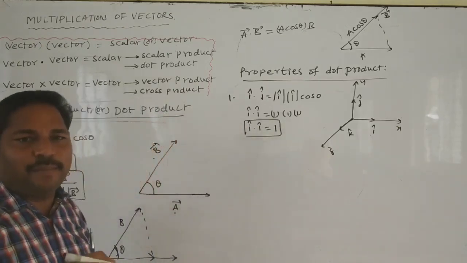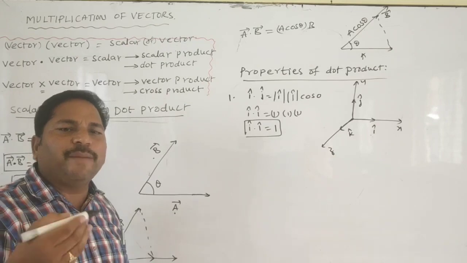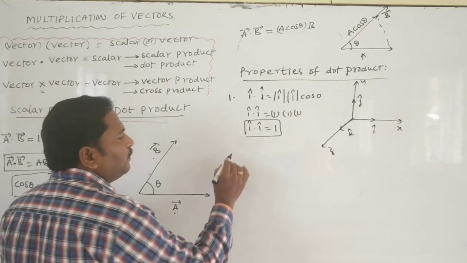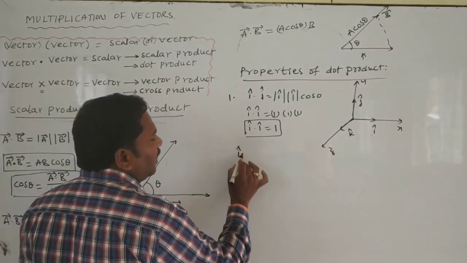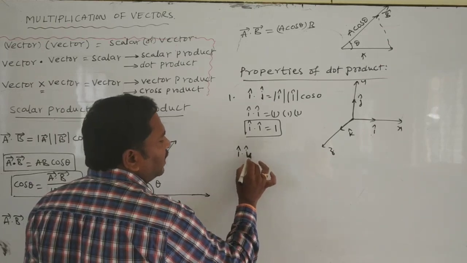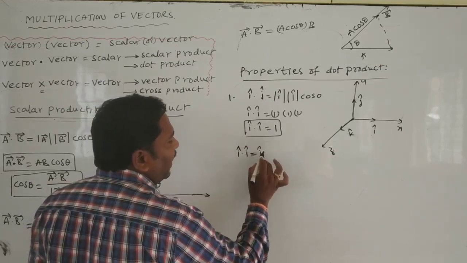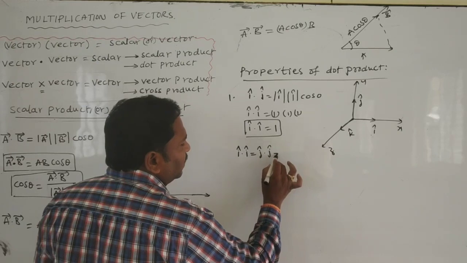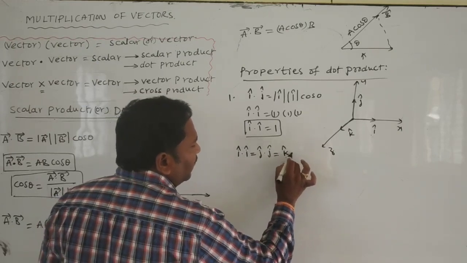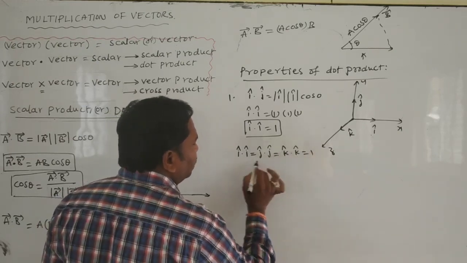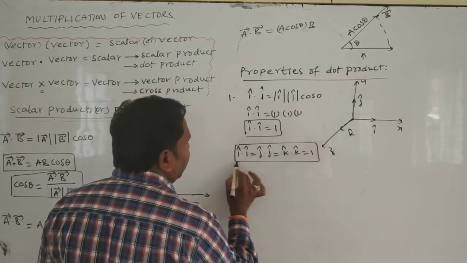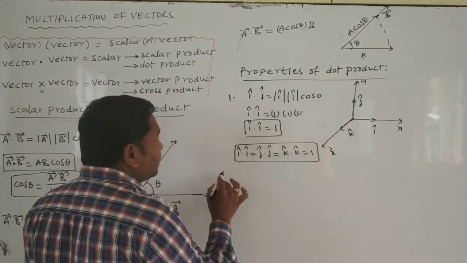Similarly, j cap dot j cap, k cap dot k cap is also 1. So now we can write I cap dot I cap is equal to j cap dot j cap is equal to k cap dot k cap, all are 1. This is the first property. Next, second property.